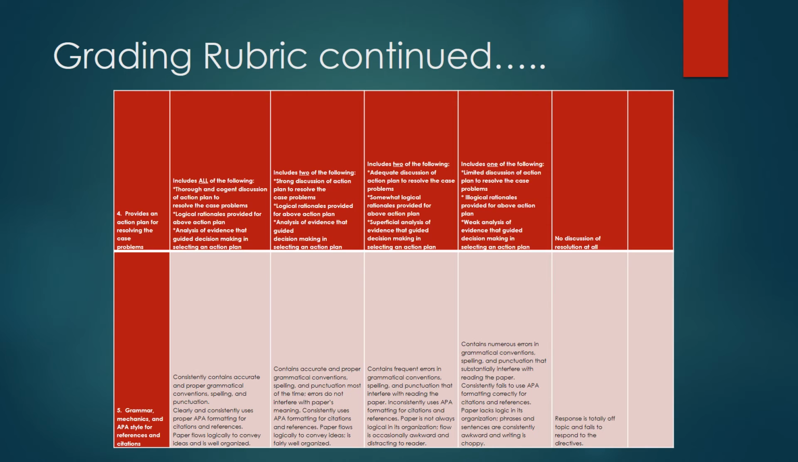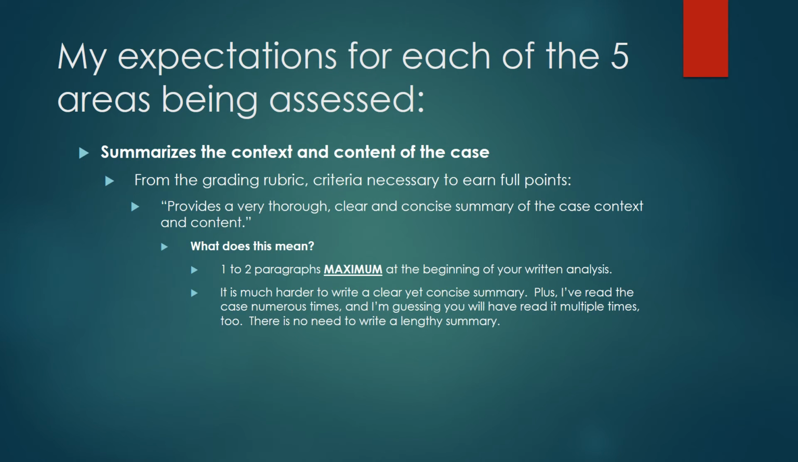In the next few slides, I am going to go over each of the 5 areas that I'm assessing and what that will translate to in your case analysis. For the next several slides, I'm going to be going over my expectations for each of the 5 areas being assessed on the grading rubric. So we're going to start with the first area, which is summarizes the context and content of the case.